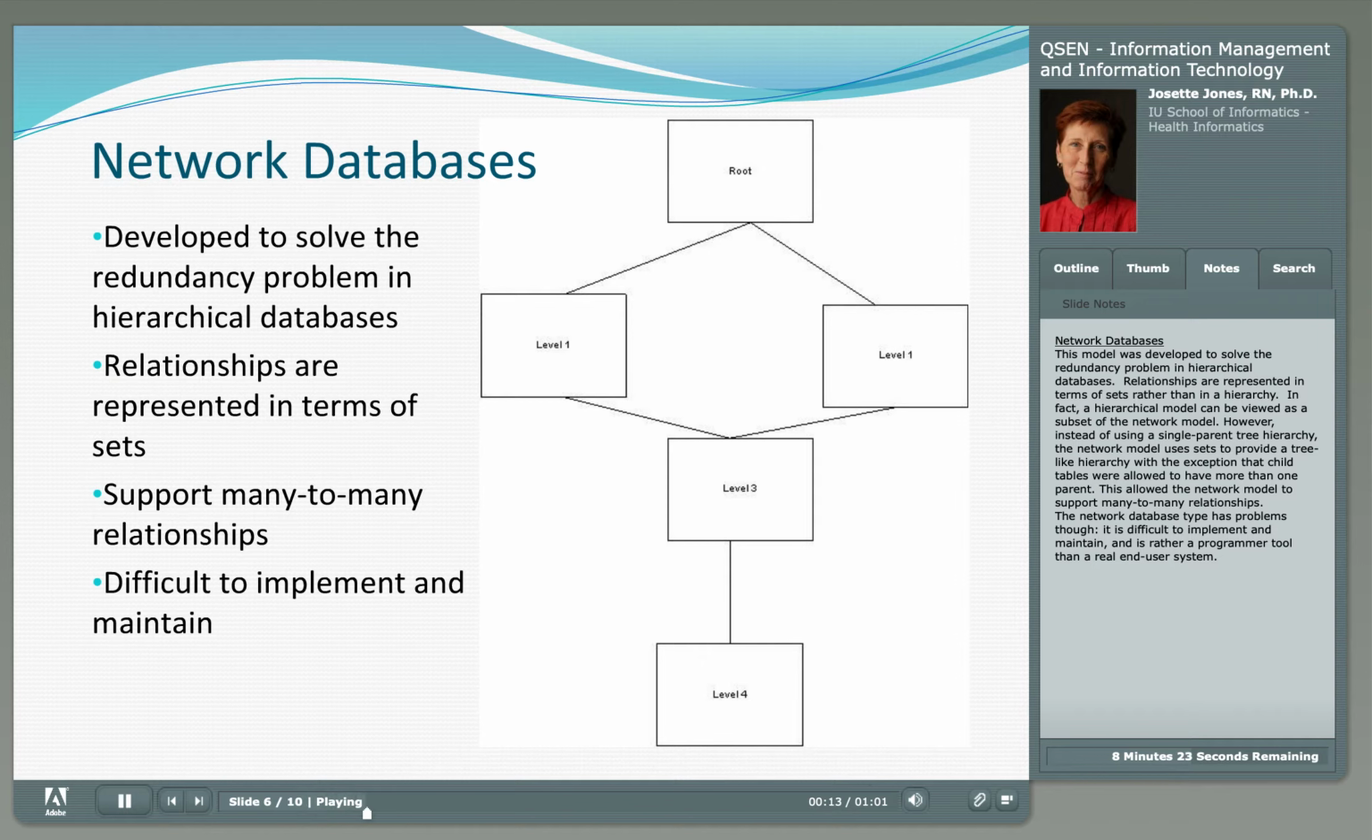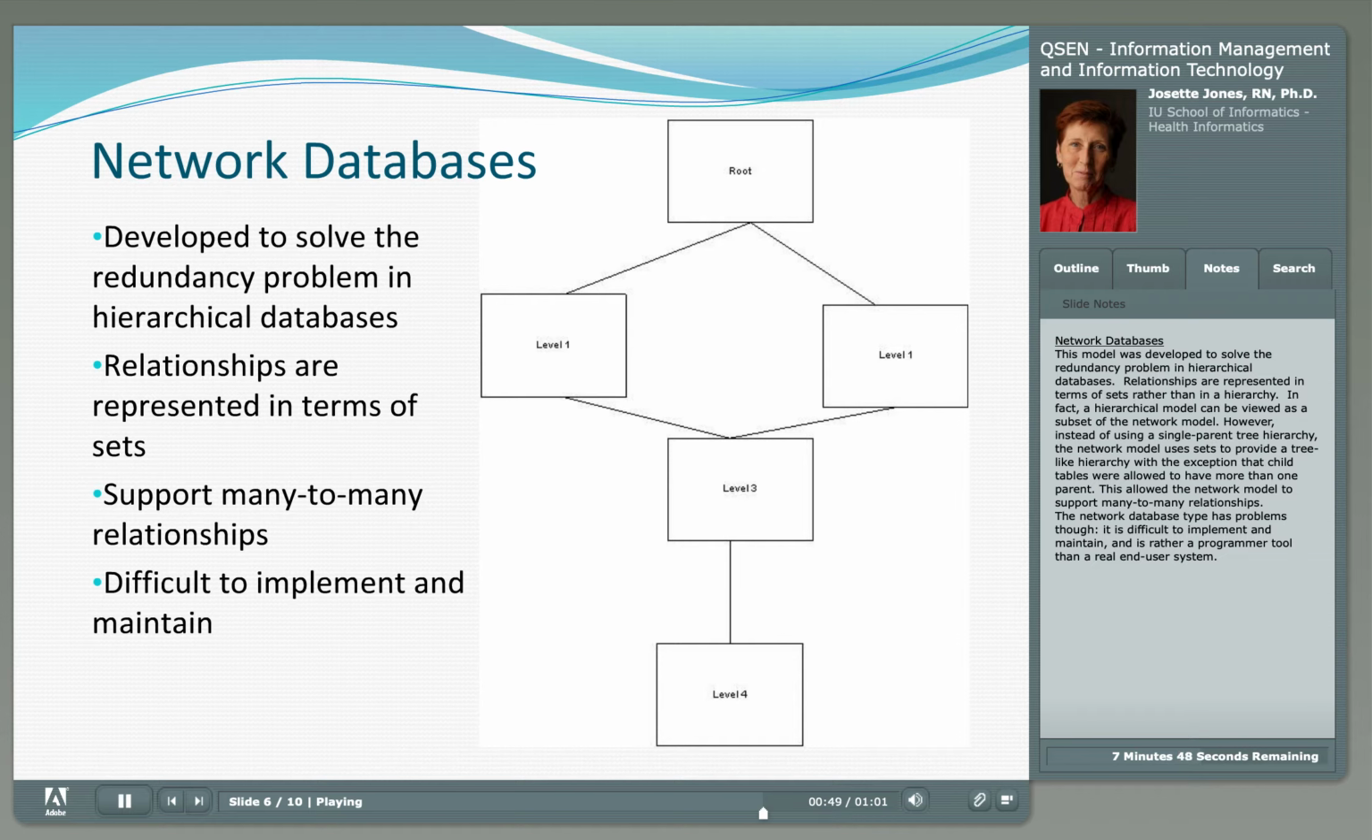Relationships are represented in terms of sets rather than in a hierarchy. In fact, a hierarchical model can be viewed as a subset of the network model. However, instead of using a single parent tree hierarchy, the network model uses sets to provide tree-like hierarchies, with the exception that the child tables were allowed to have more than one parent. This allowed the network model to support many-to-many relationships.